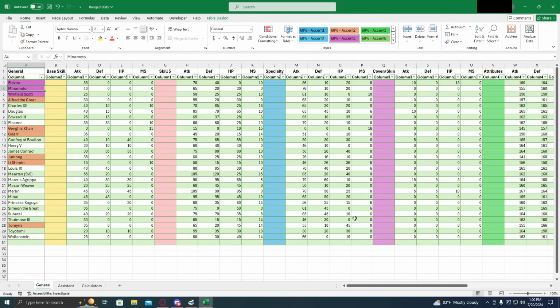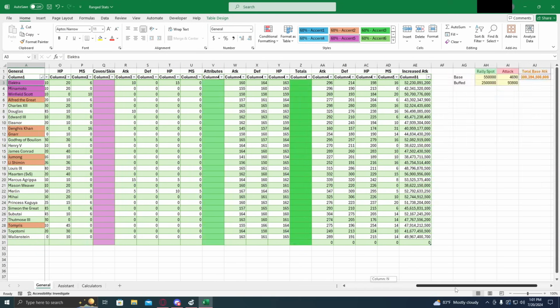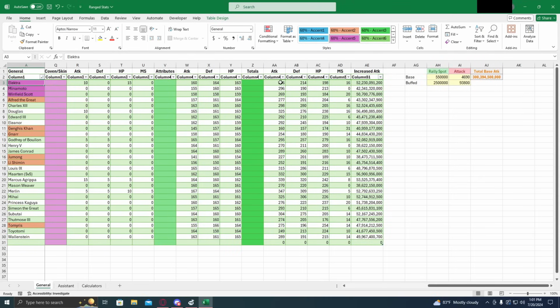Okay, now let's talk about Elektra, Minamoto, and Winfield Scott, looking at the same stats as before. If we look at the total attack, Elektra and Minamoto have the same total attack. This calculator is also based on a level 30 general. Winfield Scott falls below with about a lower 30% attack. Defensively, they're all pretty comparable, with Elektra being slightly higher with about an extra 15% edge.